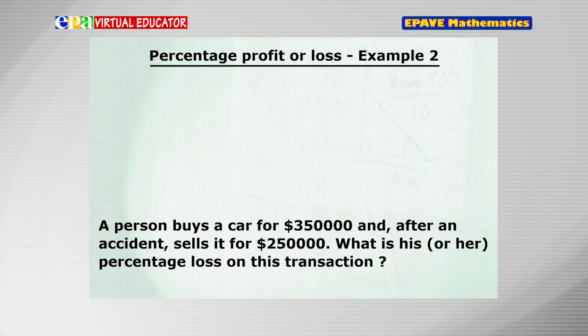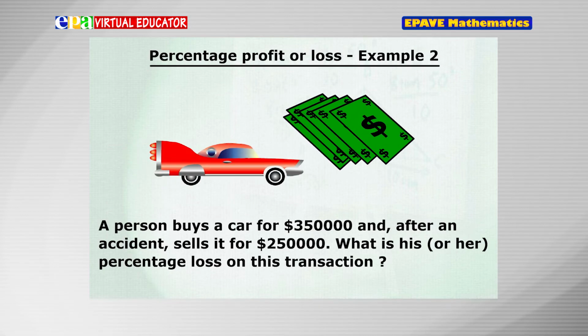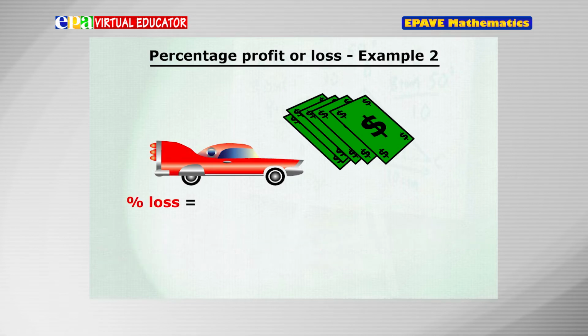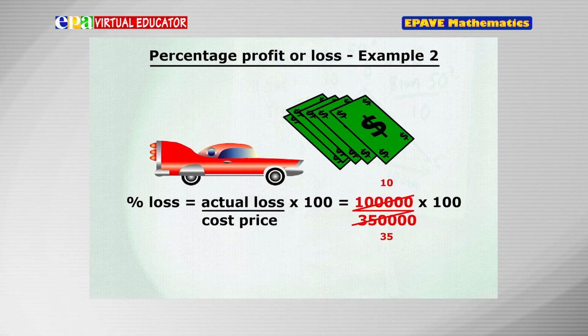Let us try another example. A person buys a car for $350,000 and after an accident sells it for $250,000. What is his percentage loss on this transaction? Remember, percentage loss is equal to the actual loss divided by the cost price multiplied by 100. In this case, $100,000 divided by $350,000 multiplied by 100. This gives 1,000 divided by 35. The percentage loss is therefore 28.6%.